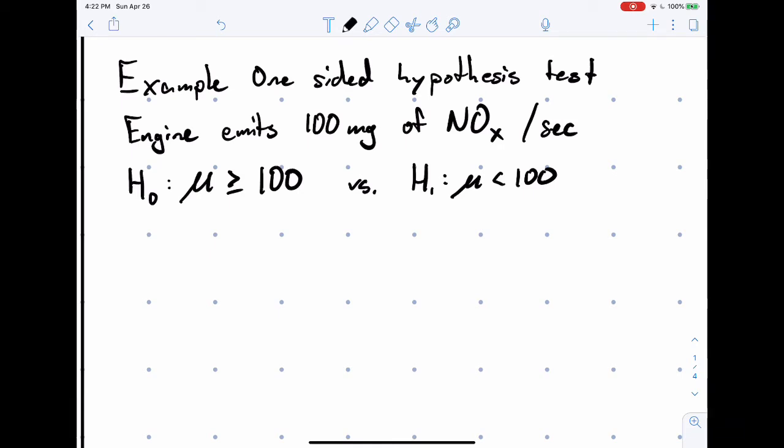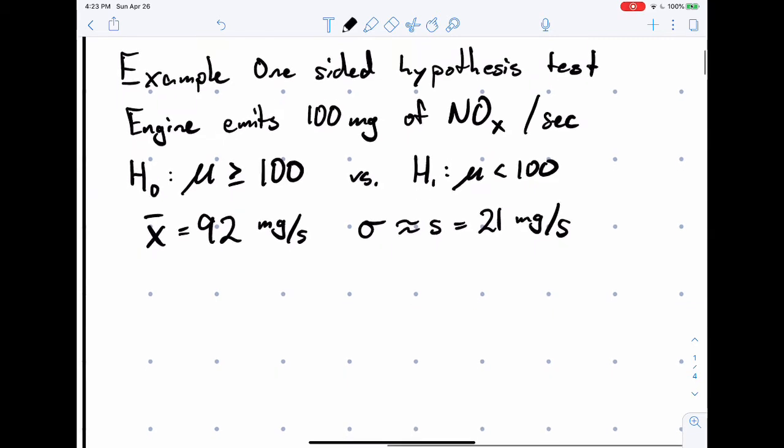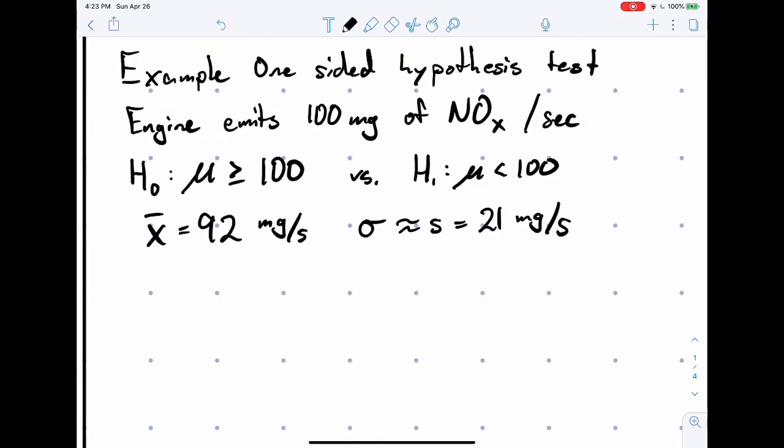So they do an experiment, and they get x bar equal to 92 milligrams per second, with sample standard deviation S, where sigma is approximately S, which equals 21 milligrams per second. So the question is, can we, now we frame this in the terms of hypothesis testing.